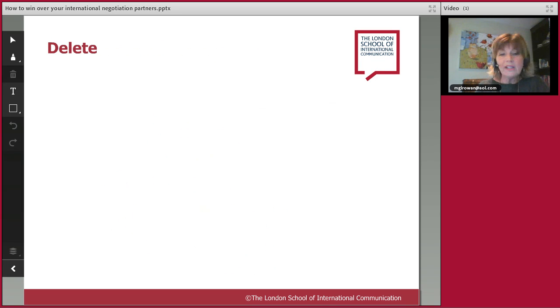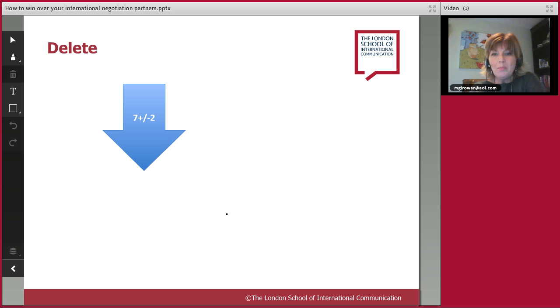So first of all, delete. This is a natural filter that helps to control the amount of information going into your brain and just stops you being overloaded. So the first point is the number of pieces of information, the amount of stuff that you can actually expect to present to somebody. As far as bullet points go, if we look here, 7 plus or minus 2, so that's between 5 and 9, and I would always err on the short side of that.